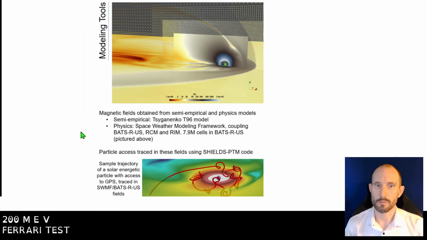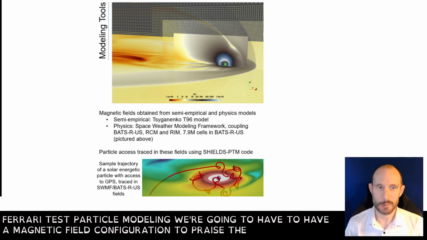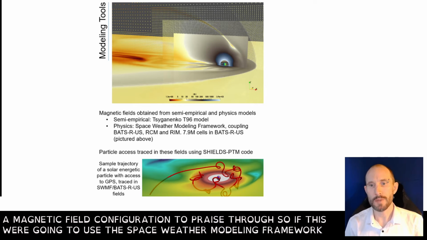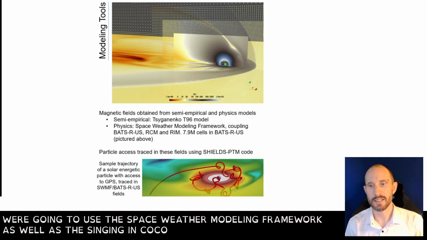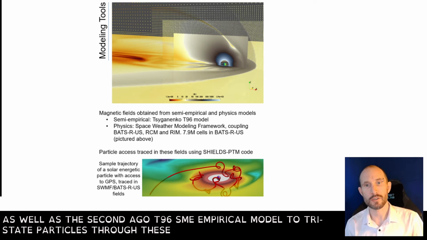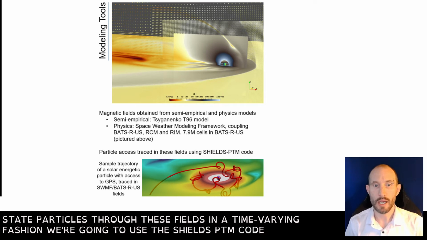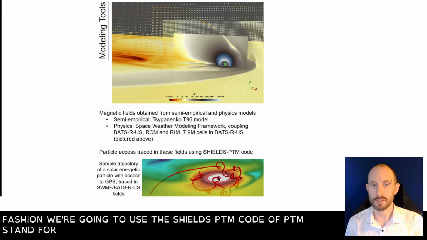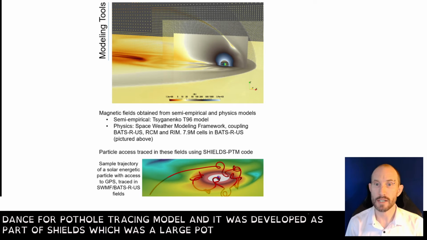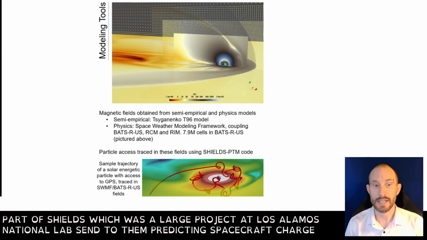For our test particle modeling, we're going to have a magnetic field configuration to trace through. So for this, we're going to use the Space Weather Modeling Framework, as well as the Tsyganenko T96 semi-empirical model. To trace test particles through these fields in a time-varying fashion, we're going to use the SHIELDS PTM code. PTM just stands for Particle Tracing Model, and it was developed as part of SHIELDS, which was a large project at Los Alamos National Lab centered on predicting spacecraft charging hazards.